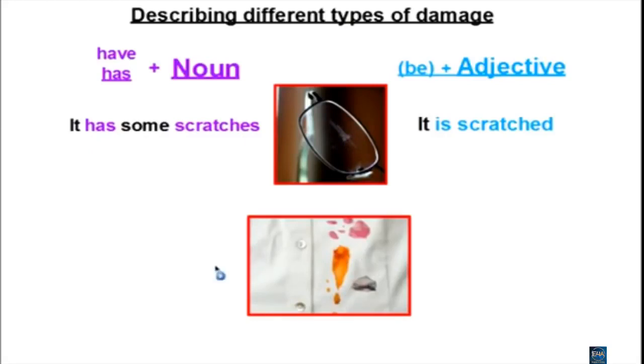Now let's look at the shirt. If we remember what was wrong with the shirt, we can use a noun. We can say, it has stains. So if I think about these, each individual one is a stain, but I could say it has stains, or it has some stains maybe, for using the noun. The adjective, it is stained. Again, using the verb to be with the adjective, right? So these are just two ways to describe types of damage: using a noun with the verb have and has, or using an adjective with the verb to be.